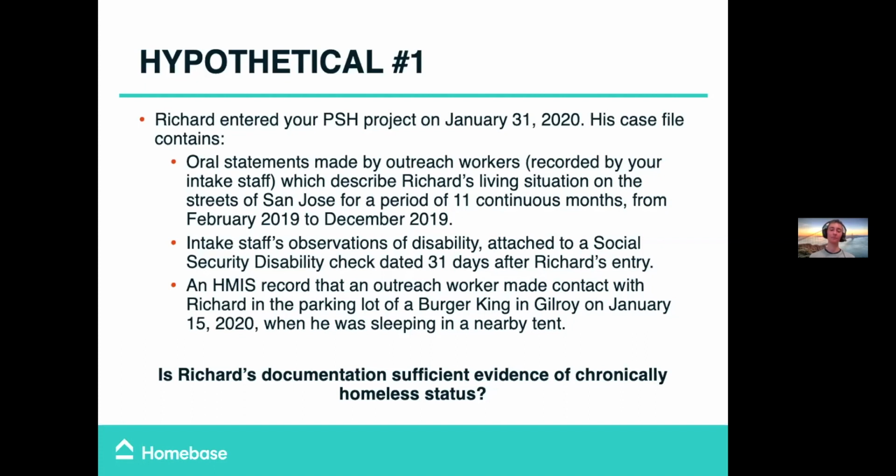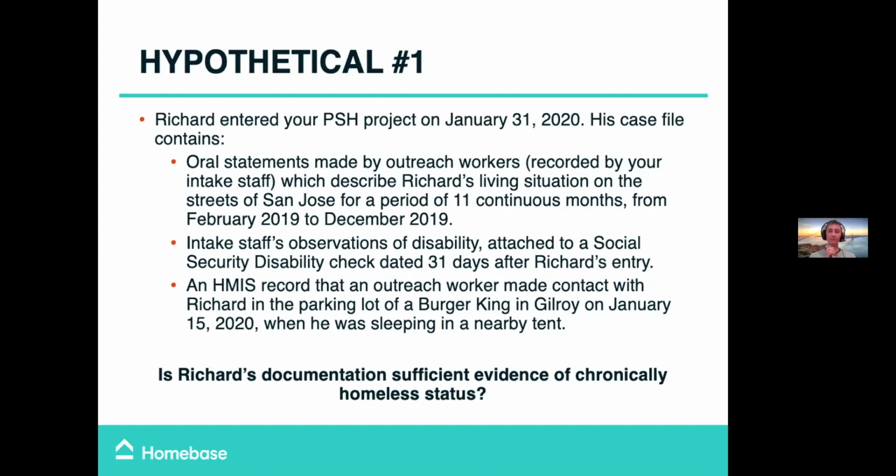And finally, an HMIS record that an outreach worker made contact with Richard in the parking lot of a Burger King in Gilroy on January 15th, 2020, when he was sleeping in a nearby tent. So we want to pause to ask ourselves whether Richard's documentation is sufficient evidence of chronically homeless status. So while we hang together on this slide for a bit, and you review these facts, I'm going to remind you of the 3 prongs of chronic homelessness.